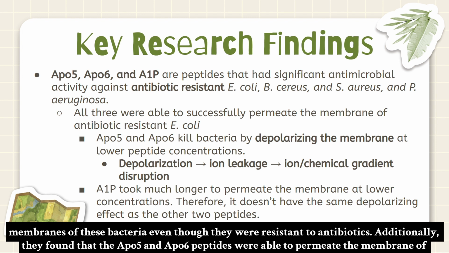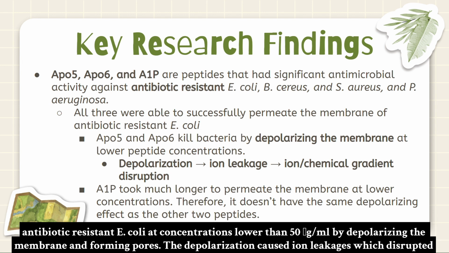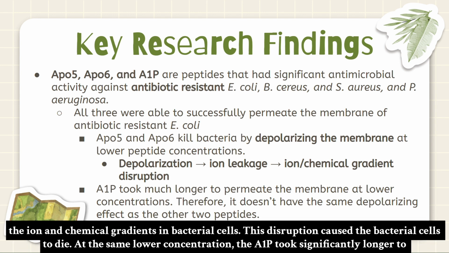Additionally, they found that APO5 and APO6 peptides were able to permeate the membrane of antibiotic-resistant E. coli at concentrations lower than 50 micrograms per milliliter by depolarizing the membrane and forming pores. The depolarization caused ion leakages, which disrupted the ion and chemical gradients in bacterial cells. This disruption caused the bacterial cells to die.